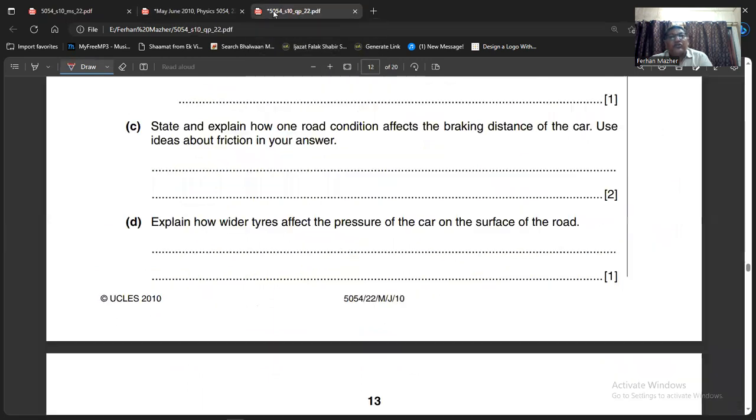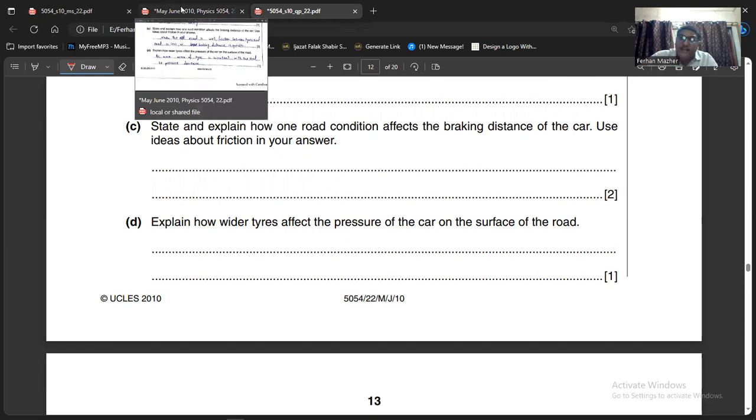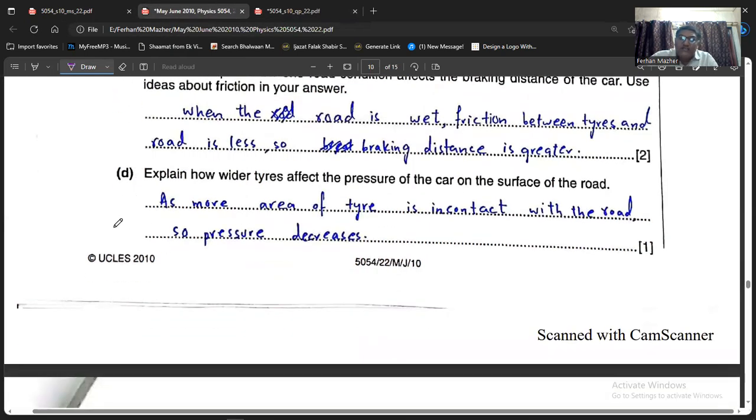Okay, so then we have: explain how wider tires affect the pressure of the car on the surface of the road. If the tires are wider, their contact area with the ground becomes larger. When the contact area is larger, the weight of the car is still the same, so the pressure will become less.